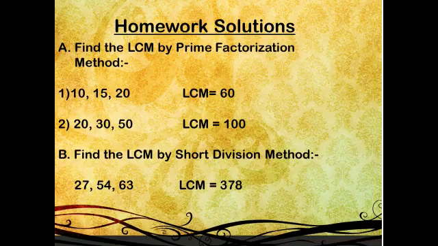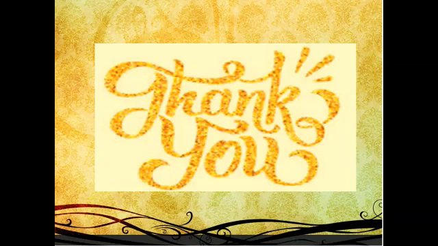Let us discuss the solutions for the homework. Find the LCM by prime factorization method. For the sum 10, 15 and 20, the LCM is 60, and for 20, 30 and 50, the LCM is 100, and when you find it by short division method, the LCM is 378. With this, we have finished this chapter.